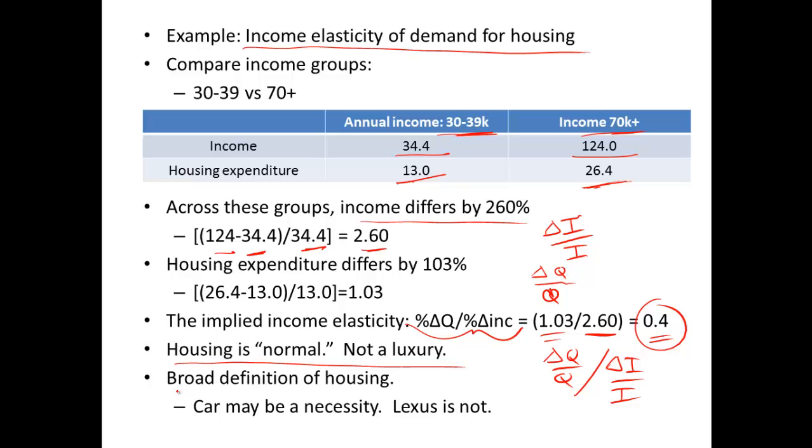Some of the answers you get in questions like this depend on how you define the product. A car generally might be a necessity, but if you were to look at expenditure on a Lexus, or Lexuses, or whatever the plural of Lexus is, it would probably look like a luxury. Low-income households spend 0% of their income on Lexuses, whereas high-income households spend some positive percentage of their incomes on Lexuses. And so that would make Lexus look like a luxury, even if cars generally do not.